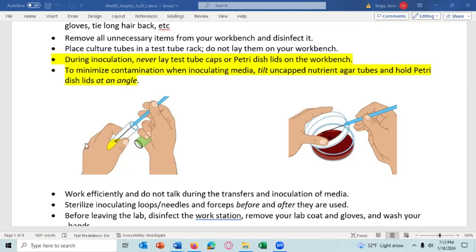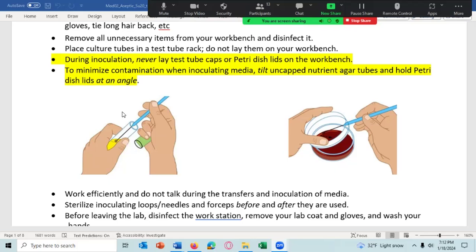So if you have the tube straight up, there's a very wide surface that something can fall in. If you hold it at an angle, there's less surface that it can fall in. Any question about that? Or holding the cap? The same thing with holding the Petri dish lid.